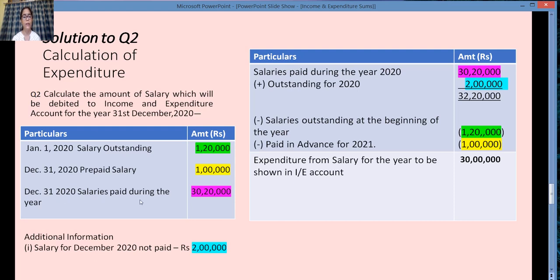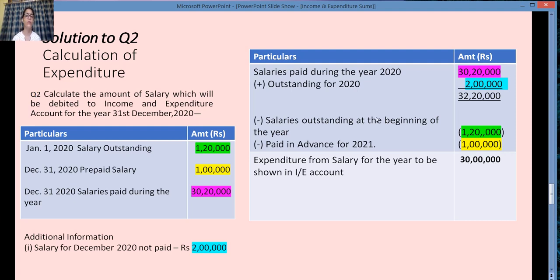The actual amount that has been spent during the year in the name of salary is 30,20,000. From it these two amounts have to be deducted, and the salaries outstanding at the end of the current year, which is 2 lakhs, is added. So we add this to 30,20,000 and deduct 1,20,000 and 1 lakh. The amount remaining is 30 lakhs. So the expenditure under the head of salary for the current financial year for the non-trading organization is 30 lakhs.